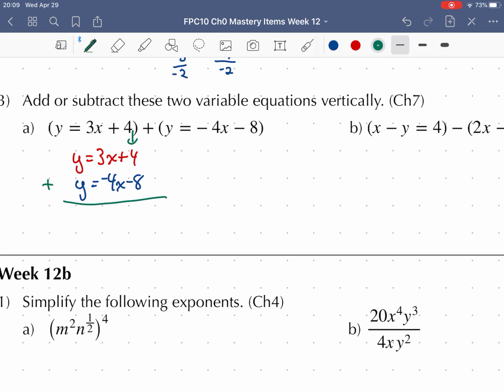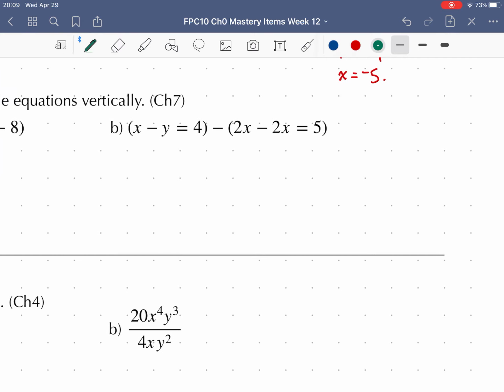And now we add them. So we add our constants together. 4 plus negative 8 is negative 4. We add our x's together. 3x plus negative 4x is equal to negative 1x. And y plus y is equal to 2y. And there is our answer.